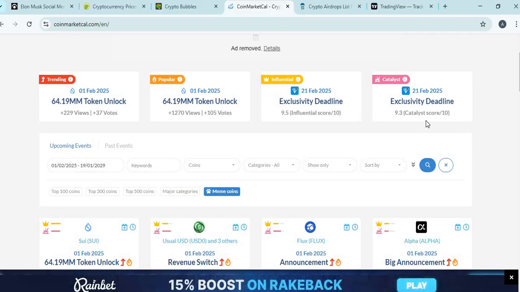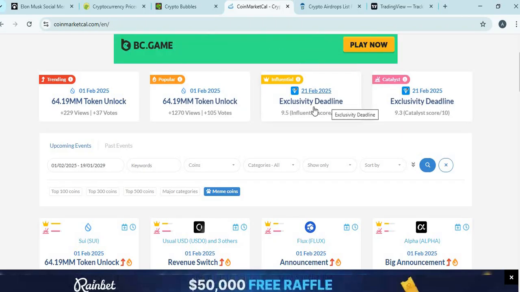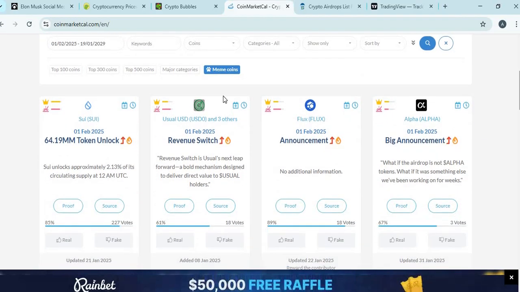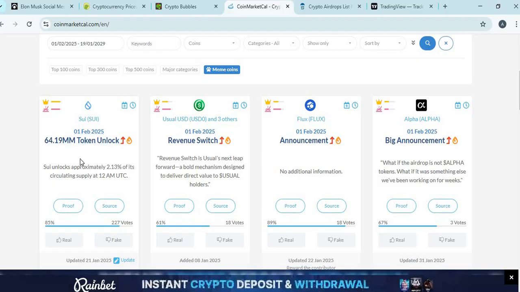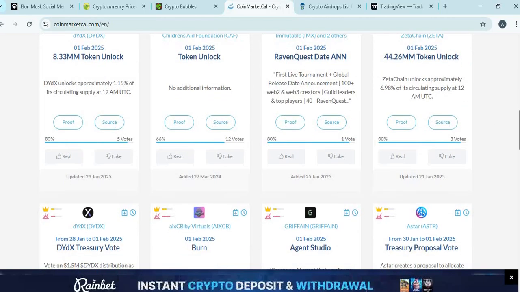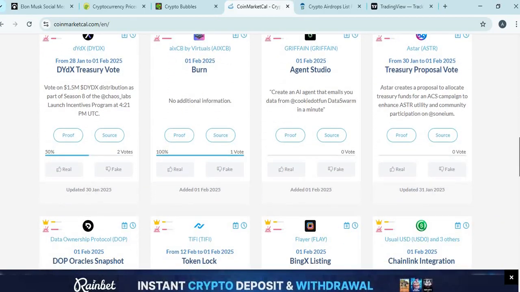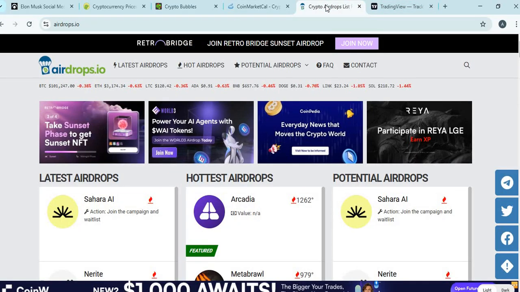So, exclusive deadline. You can click on this and check what it is. Exclusive deadline. So you can check as many things as we want to check. So look at SUI. SUI is having 64.19 token unlock. It's going to dump. You can just walk around this and make use of all of the information for your own good.